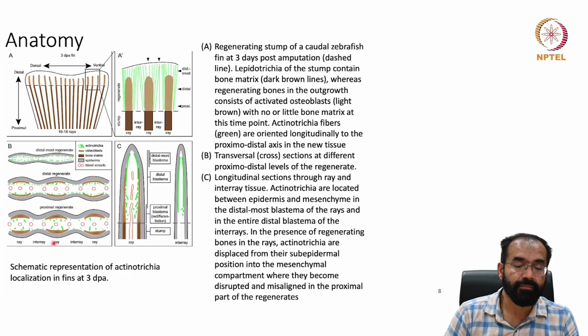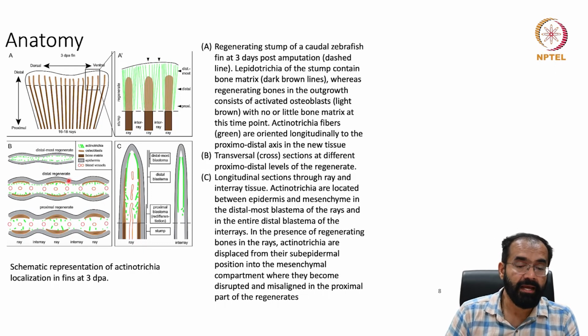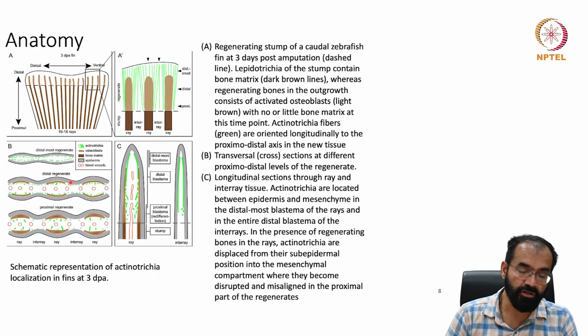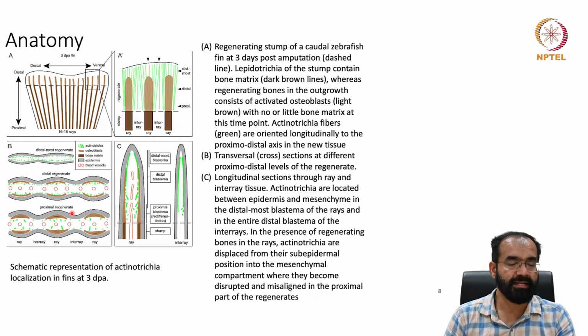Between ray is interray, and each ray is made of two bony plates. That is, each half plate is called a hemiray. The proximal has a much thicker bony plate, and the distal one has the rays, but it is not that much thicker, and the distal most has only blastema, but it has actinotrichia and epidermis. All it is lacking is the blood vessels, and the thick ray or the calcium or the bony structures are missing.